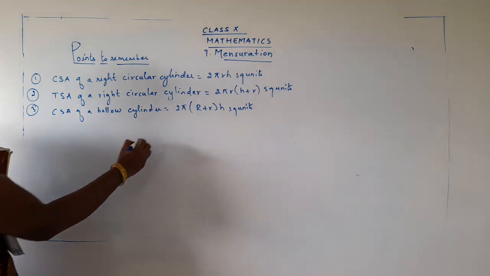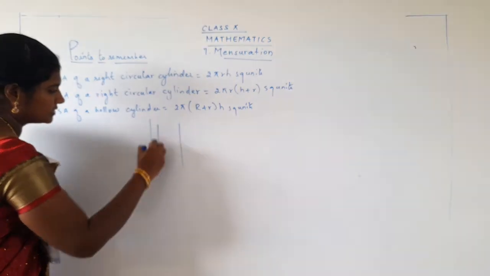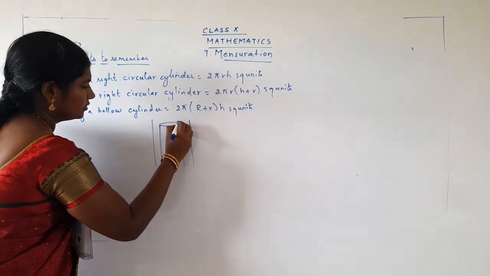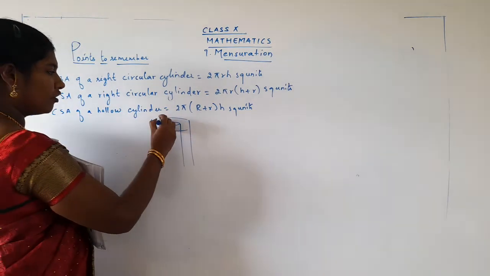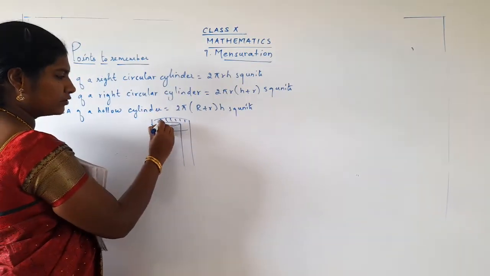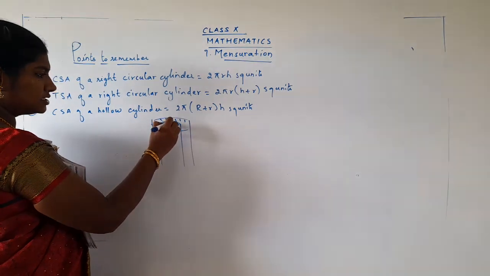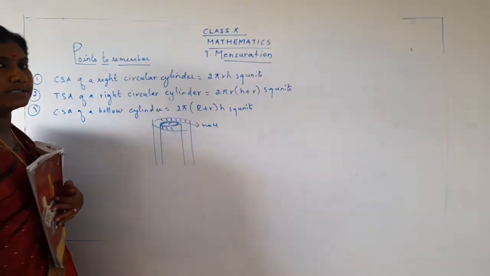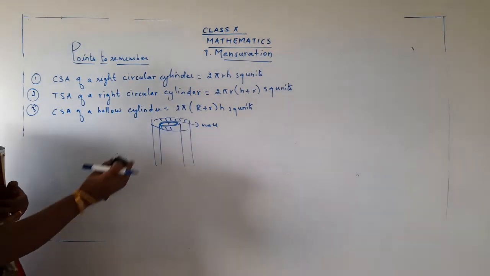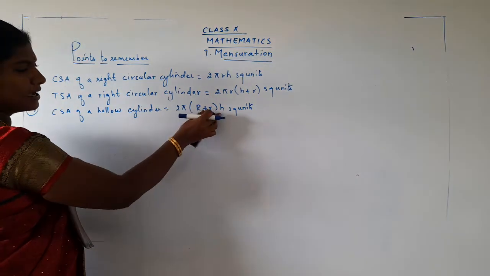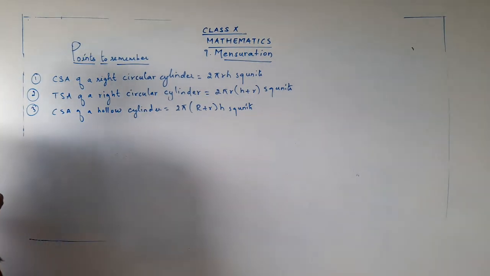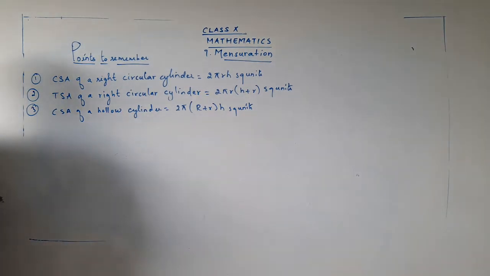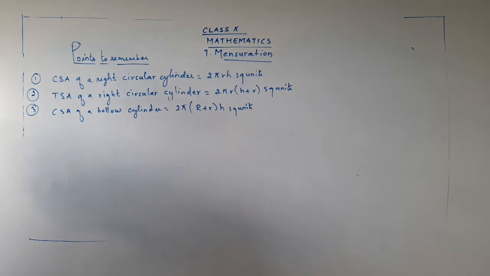So you will get a cylinder of this shape. See, you will have two cylinders present. You can think of a well: the outer part has all the boundaries, and inside we have the water area. So the well is an example of a hollow cylinder. Here you have to consider R and r. R means the bigger radius, and small r is the smaller radius. So the CSA of a hollow cylinder is equal to 2 pi (R plus r) h square units.